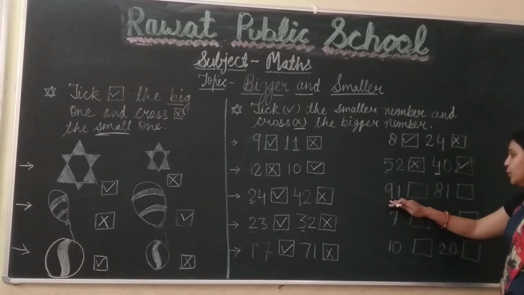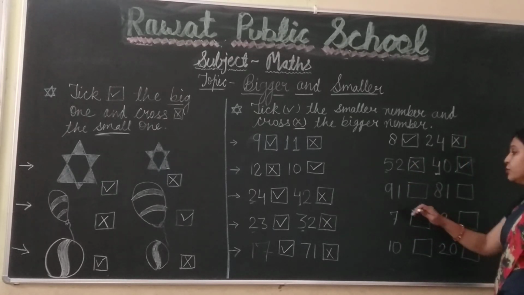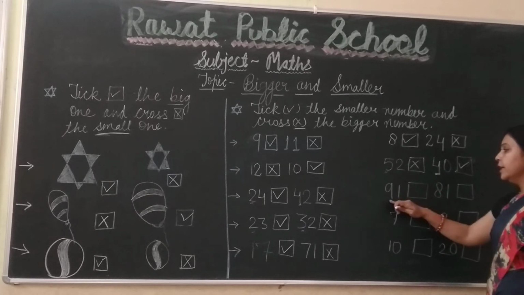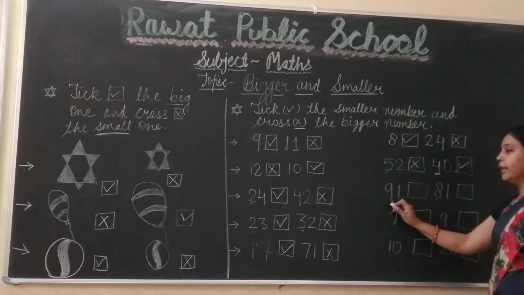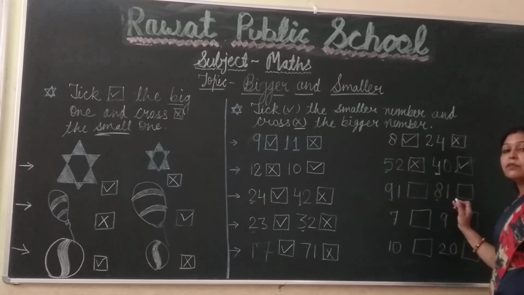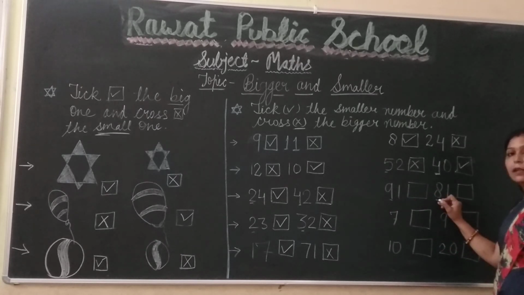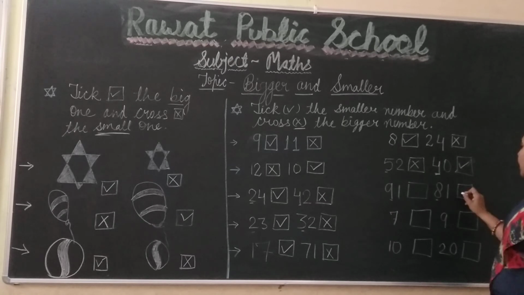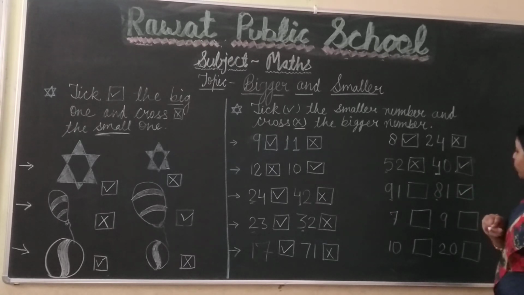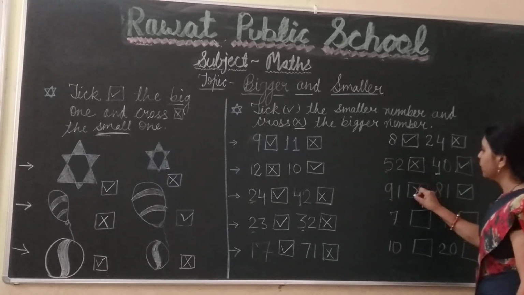Next, 91 and 81. Again, just watch the first digit. Here 9 and here 8. Which one is smaller? 9 and 8. 8 is a smaller number. That's why 81 is smaller and 91 is bigger. So make a tick. And smaller number can just cross the bigger number.